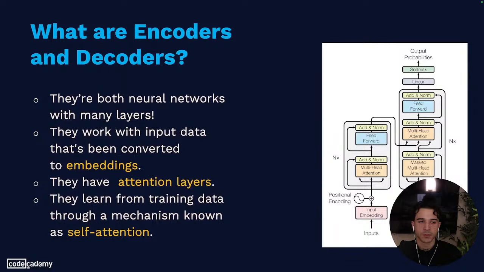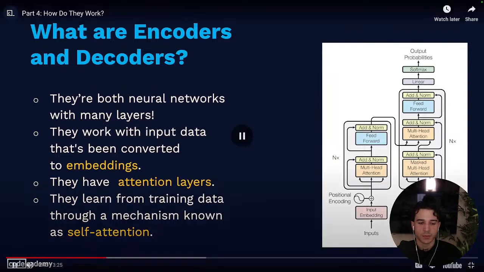Encoders and decoders are both neural networks with many layers that can do interesting things with mathematical representations of input data known as embeddings. Both have a special set of layers known as attention layers that learn from training data through a mechanism known as self-attention. The attention layers help the model understand on a deeper level how each part of an input sequence relates to the other ones. So let's pause there.